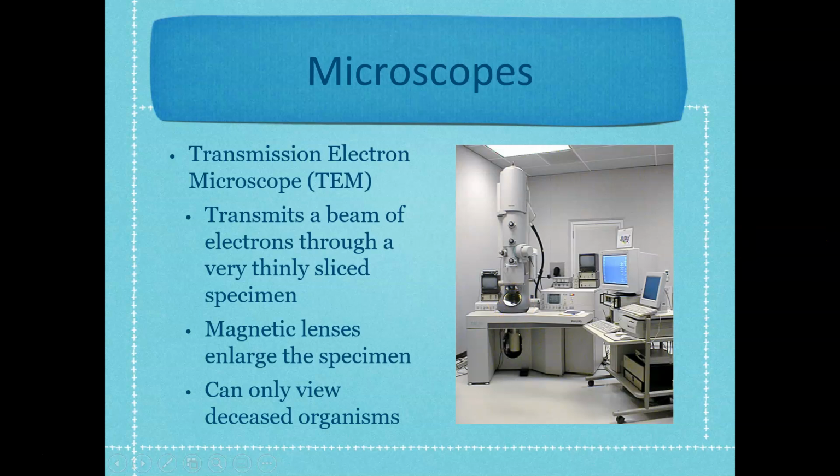Now, here's the thing with electron microscopes. I can only look at dead organisms, and that's because of the preparation and the way that the scope actually works. So with a transmission electron microscope, I'm going to be able to see internal structure. But in order to achieve that, I have to really thinly slice my specimen, which is clearly going to kill my organism in the process.